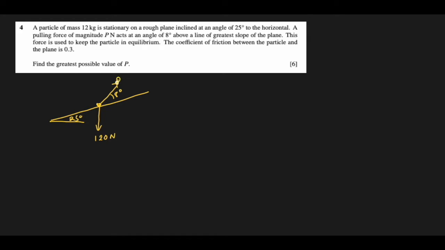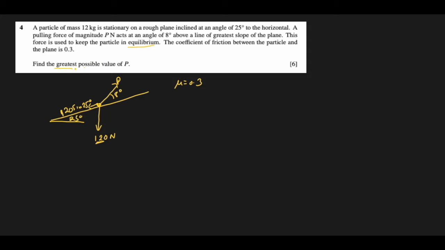So this is P. This force is used to keep the particle in equilibrium. So that means this particle will not slide down. What will make it slide down? Its component in the downwards direction, which is 120 sine 25. It is always the sine component of 120. Why? You can watch some of my previous videos for this. The coefficient of friction between the particle and the plane is 0.3. Find the greatest possible value of P.